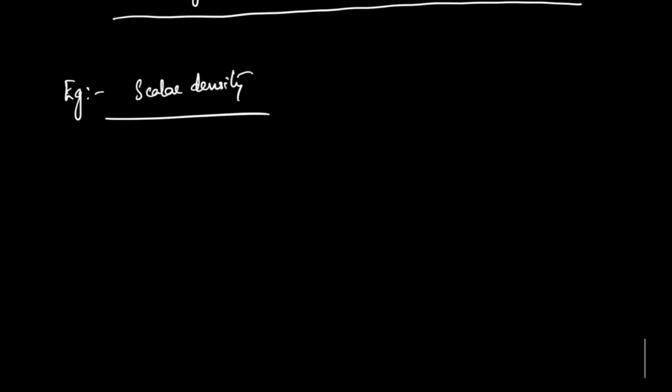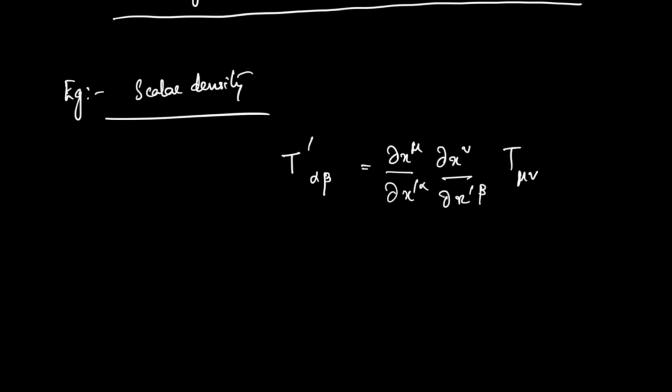Now consider the transformation. So this is a tensor T. This is not a tensor density, this is a tensor. I am representing it by T, which is going to T mu nu. So the transformation can be written as partial derivative of x mu with respect to x prime alpha, partial derivative of x nu with respect to x prime beta. Okay, so this is a tensor.